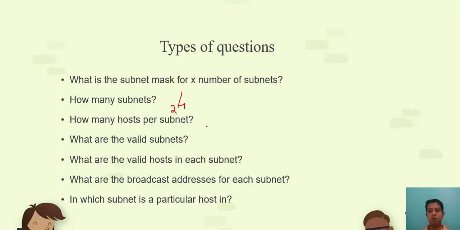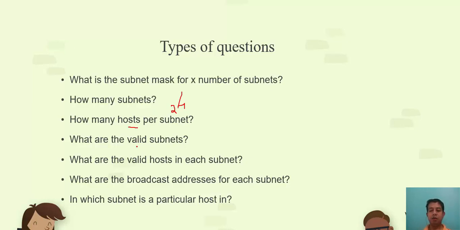How many hosts per subnet? This would be 2 to the power of the number of bits left in the host part, minus 2. So if I have used, say, 4 bits for subnets in a class C, that would be 16 minus 4, which is 12. 12 bits would be left, so that would be 2 to the power 12 minus 2 hosts per subnet. So the answer to this question depends on the number of bits left for the host part.